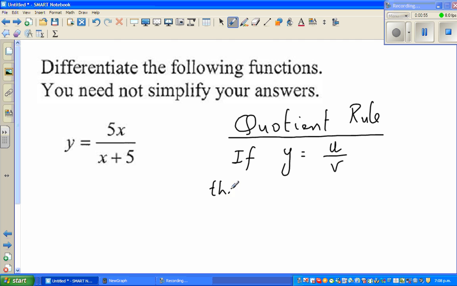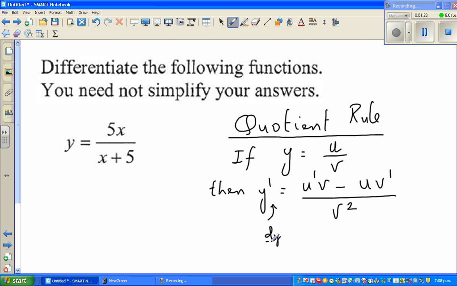Then the quotient rule says y prime is u prime times v minus u times v prime, but the only difference is it's over v squared. We can prove this, but it should be there in your formula sheet. When I say prime or dash, this is nothing but the derivative. This is dy by dx, and v dash is dv by dx. So this is the rule.